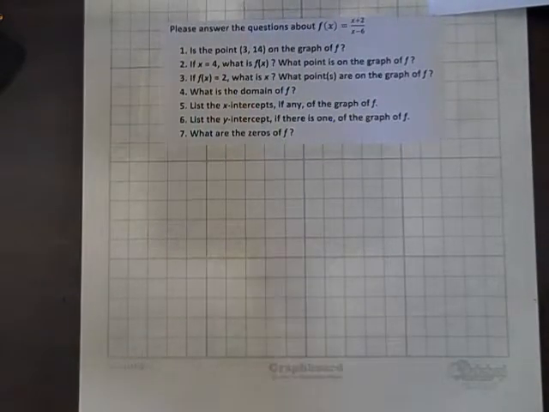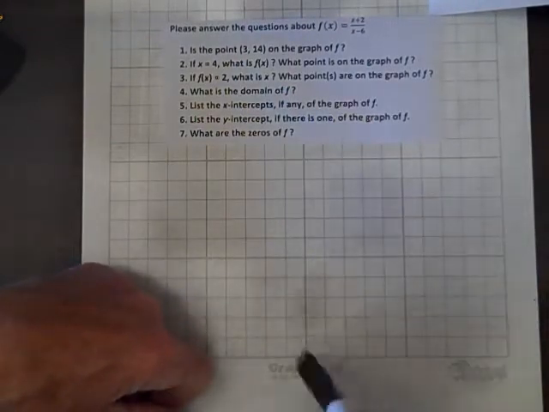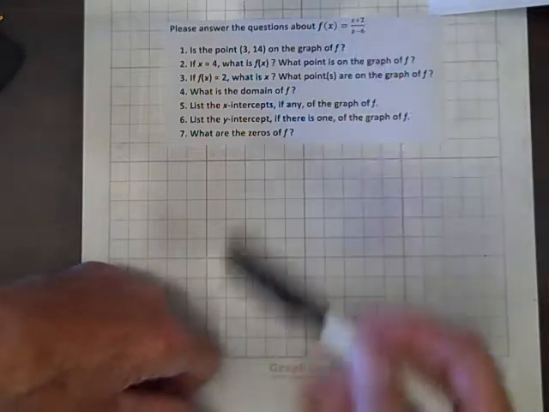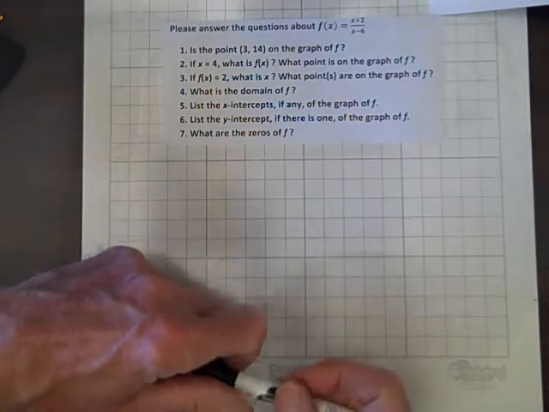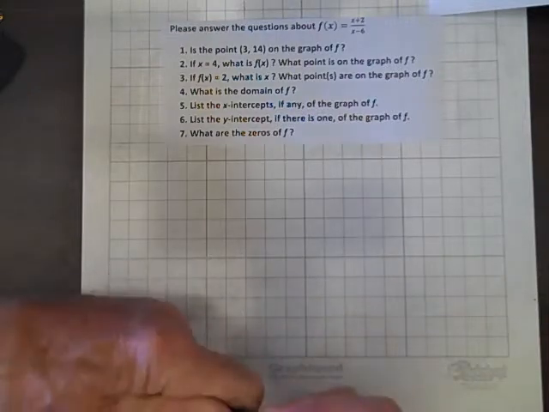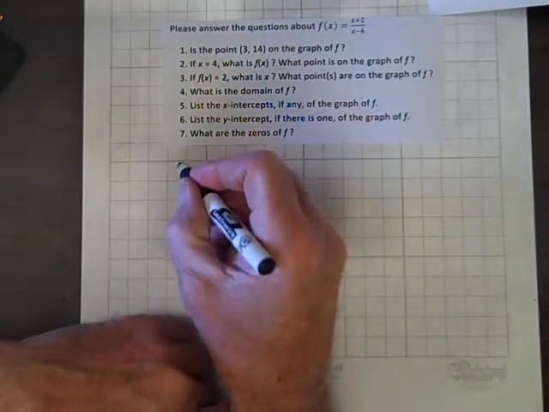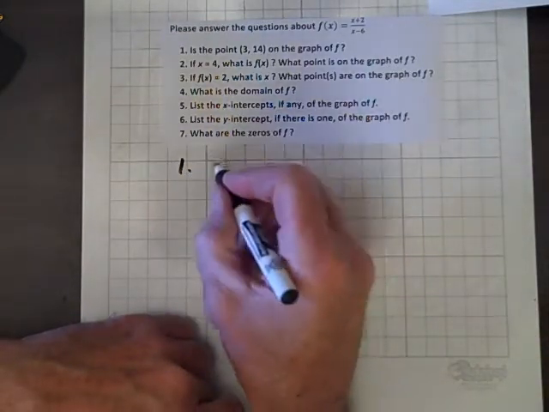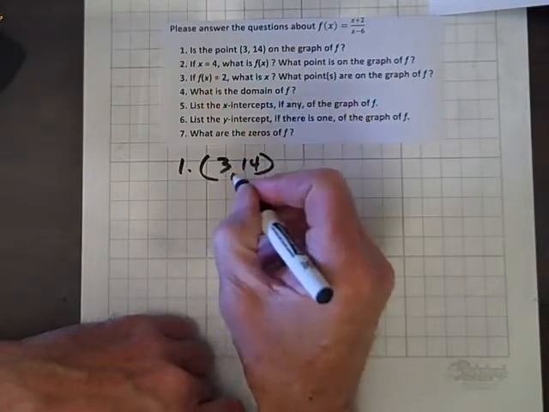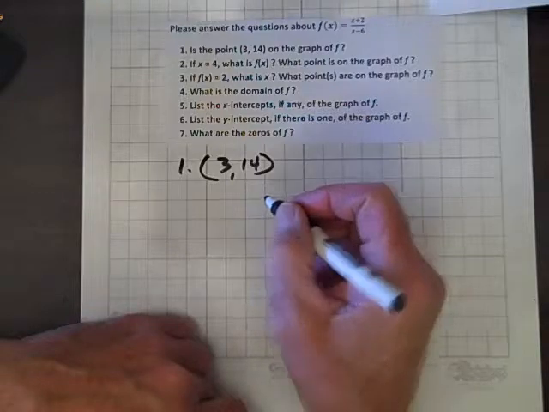Our task at the moment is to answer questions about this function, f of x equals, in the numerator, x plus 2, and in the denominator, x minus 6. So the first question asks, is the point (3, 14) on the graph of this function?